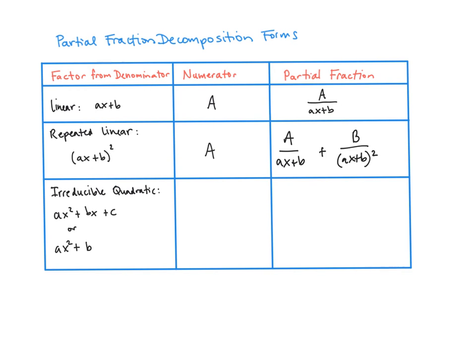Irreducible quadratic forms have a quadratic in the denominator that cannot be factored any further. Irreducible quadratic factors need a linear numerator, so we could use Ax plus B, and then the partial fraction would be written as Ax plus B over whatever your quadratic factor is. Note you can also have repeated irreducible quadratics. For any repeated factor, there will be a partial fraction for every power of that factor.